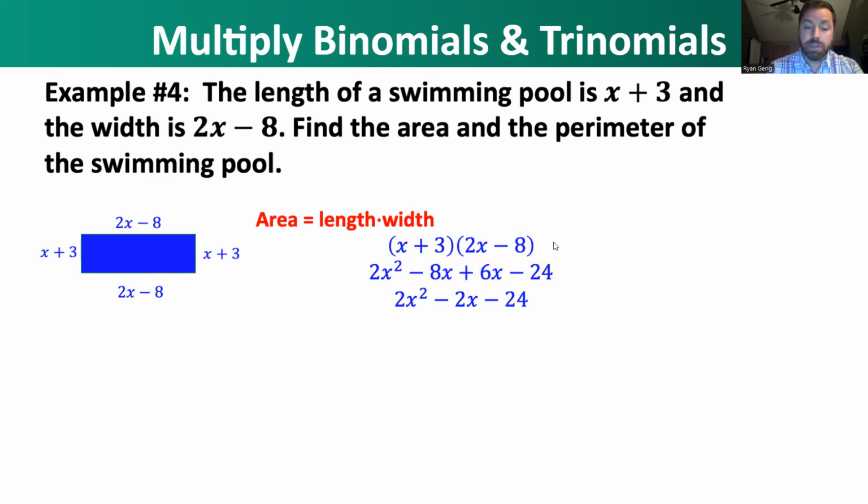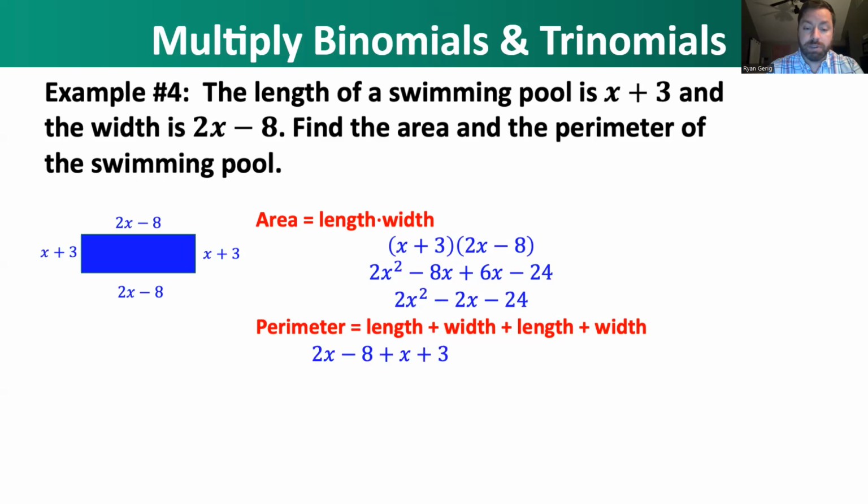Okay, now let's look at the perimeter. The perimeter is length plus width plus length plus width. You're adding up all the sides. So let's just replace those with what we have. So 2x minus 8 plus x plus 3 plus 2x minus 8 plus x plus 3. That equals the perimeter. Now, we're not multiplying anything here. We're not doing what we did for area. We're doing something different. We're combining like terms.